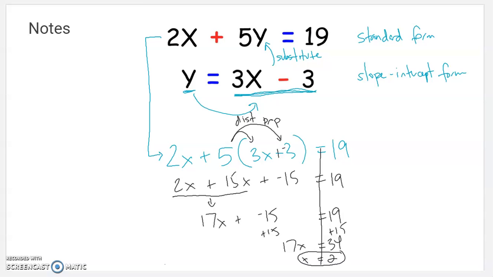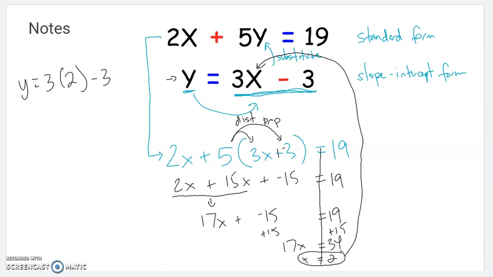So now I've got x. I'm going to use x to find y. This one's going to be the much easier place to do that. So now that I know x, I loop back to my original problem. In goes x here. I get y equals 3 times 2 minus 3. That's 6 minus 3. Y equals 3. So my solution is 2, 3.